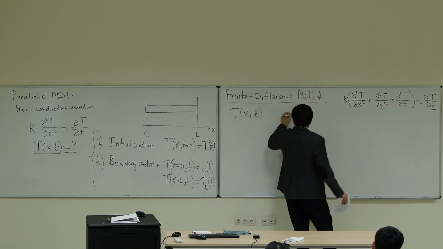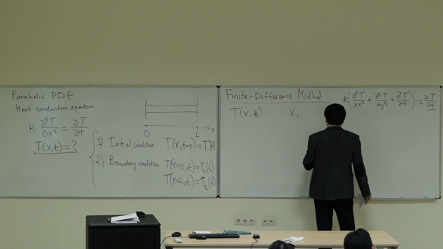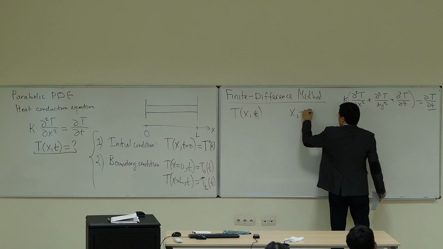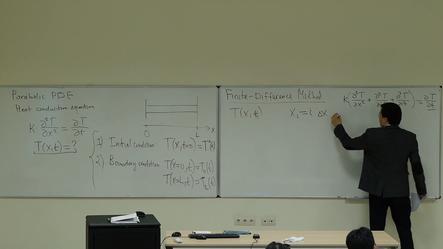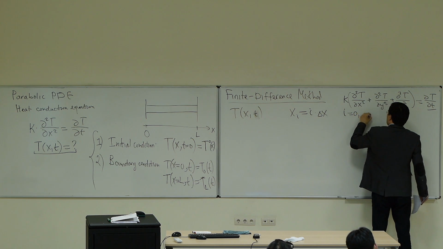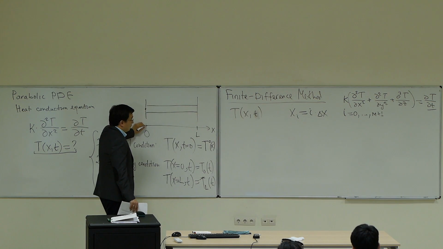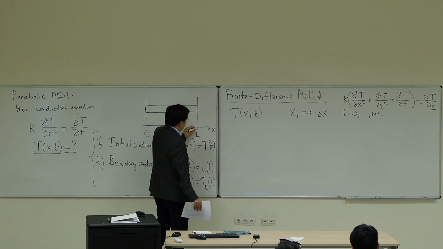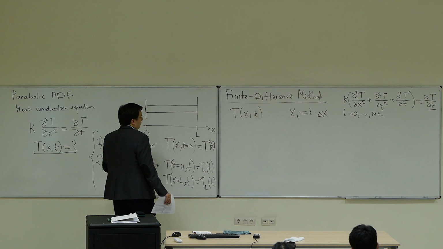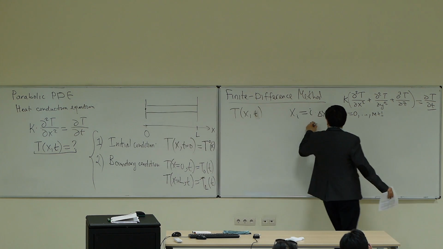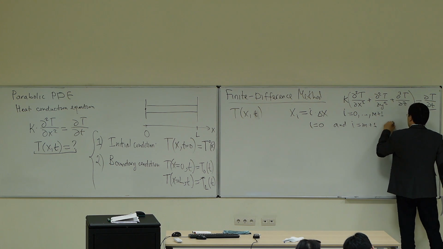So x_i, let's call it x_i. Index i means which point I'm talking about. i ranges from 0 to some n plus 1, multiplied by some delta x. Delta x is the distance between these two points. So this boundary point corresponds to x_0, and the last point, the right boundary, corresponds to x_{n+1}. i equal to 0 and i equal to n plus 1 are boundary points.